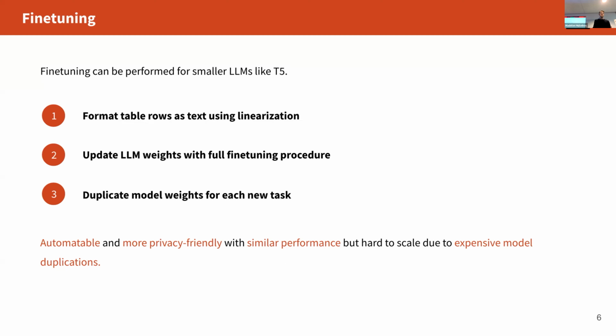However, this also means that for each new domain and each new task, we need a separate copy of the model's parameters. So for example, if you have this cloud environment with thousands of tables and you want to use your models in this context, it's no longer feasible because you need thousands of separate copies of your model.